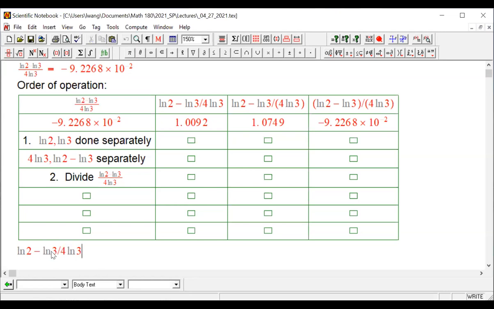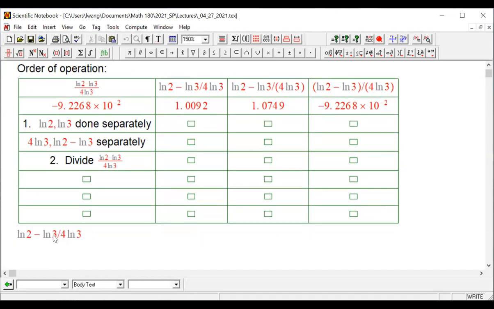It's actually being done this way: they first do 3 divided by 4, 0.75, and then they do the ln of 0.75, and then multiply by ln 3. You see what I mean? So this is totally a mistake on a very big scale.